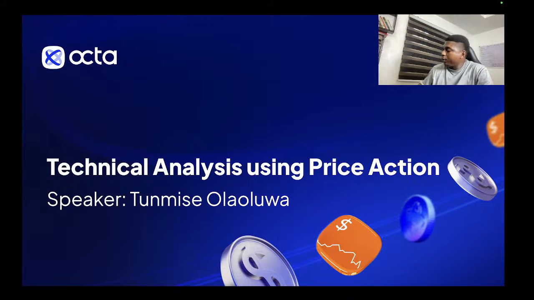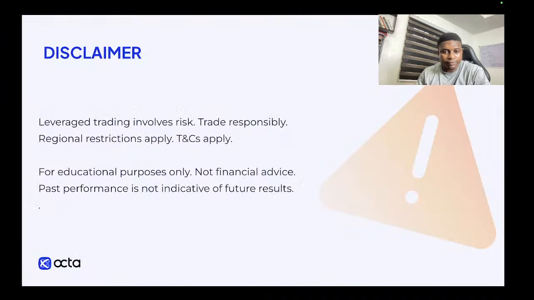Alright, so today we are going to be looking at technical analysis using price action. And yeah, happy to work with you on this journey.